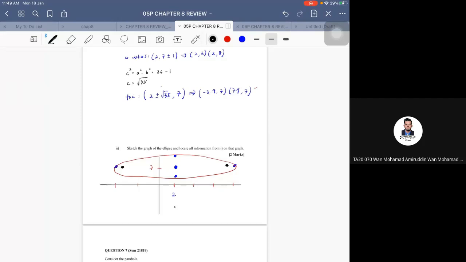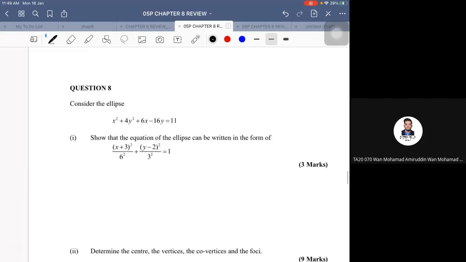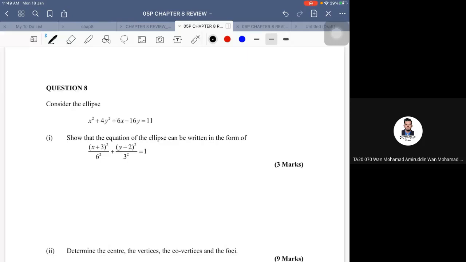Okay, next, ada satu lagi benda yang I nak tunjuk dengan you. Which is, okay, this one. Okay, kalau tadi, what happened is that you are being given an ellipse equation, and equation tu dah dalam bentuk standard form. So macam mana kalau dia bagi you equation yang tak dalam bentuk standard form? So how do you deal with that? So I'm referring to this one over here. So katakanlah dia bagi you just a bunch of equation. x square tambah 4y square tambah 6x tolak 16y sama dengan 11. Dia kata, so tulis equation of this ellipse dalam bentuk standard form. So macam mana, how you tackle this problem?